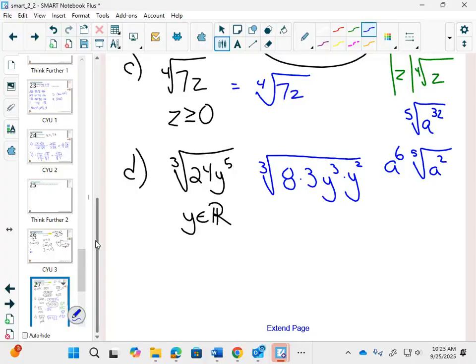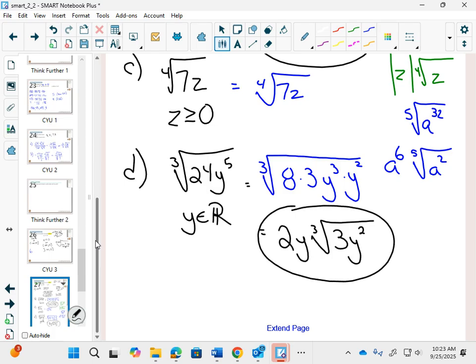Cube root of 8. Out would come a 2. The cube root of y cubed is a y. No absolute values needed because it's a cube root. Odd roots, don't have to worry about that absolute value. It's only with even roots. And then what's left inside? I'm left with the 3 and the y squared. This is considered simplified.